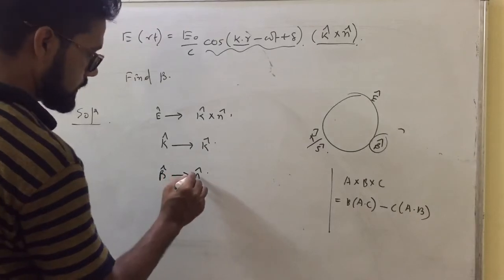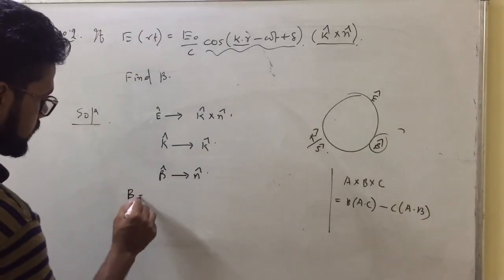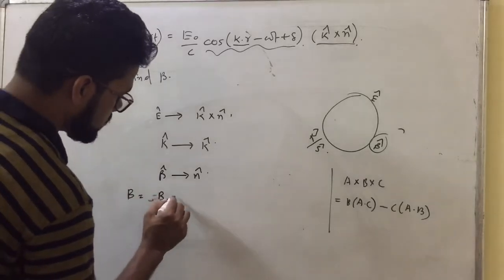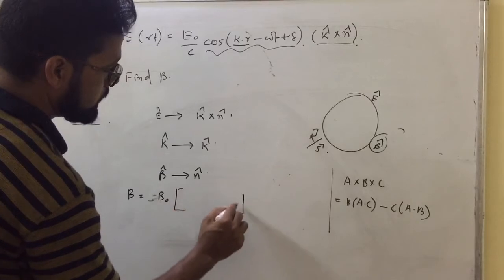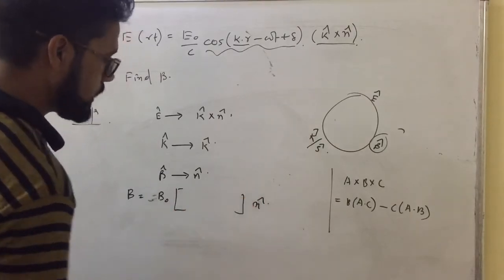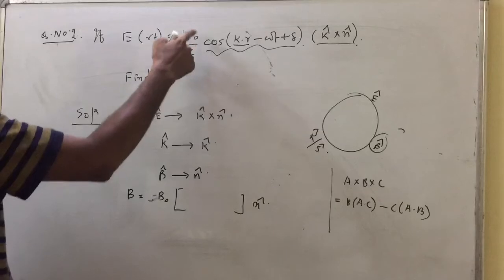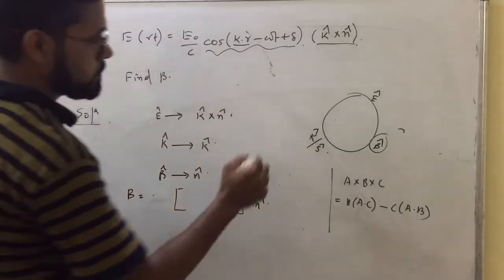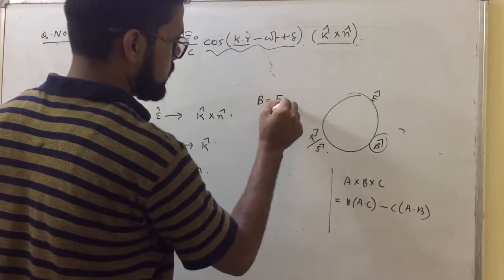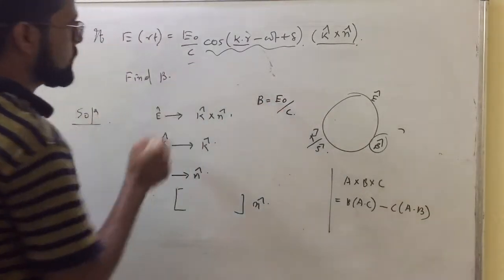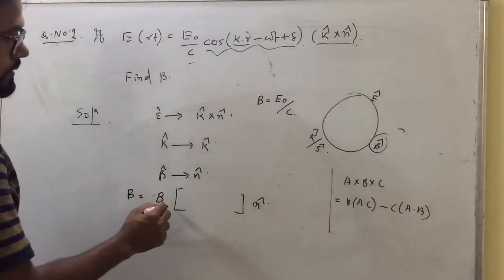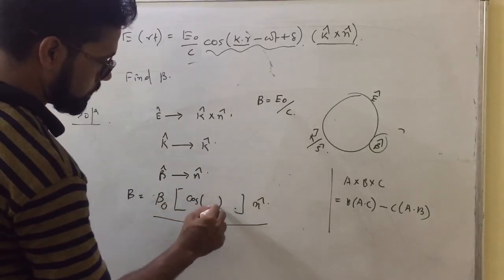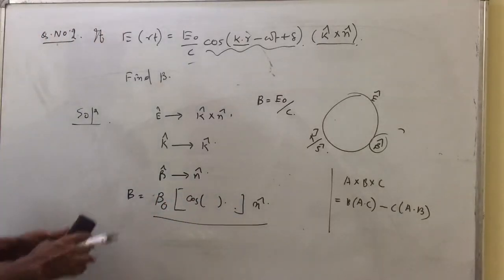So n cap. So b solution equal to, I have already given b solution, because b naught, this cos part will remain same and equal to n cap. Okay, and b equal to e naught by c. So b equal to only how much? b equal to e naught by c. E naught by c is already given. So it will be b naught, and cos term, this solution. Cos. Okay. This is the solution. This is very easy.